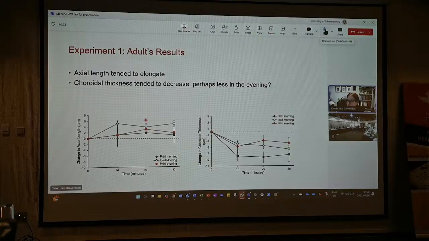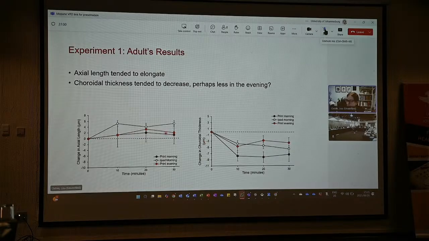Moving on to our adult results. These are freshly analyzed, and so I do not have statistics on these yet, but I wanted to include it here. So for axial length, we can see over time that it tended to elongate like it did in the children, and the choroid tended to thin here. Again, the black closed symbols are print reading. The open symbols are iPad reading, and the red is reading print in the evening.